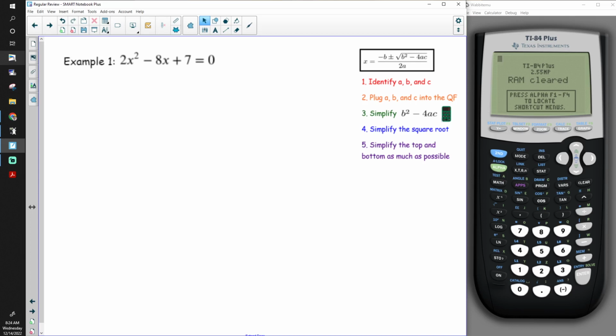So example number 1, 2x squared minus 8x plus 7 equals 0. It's equal to 0, so we're ready to go. And just as a reminder, this cannot be factored. Okay, you can't factor this. So our next step then is if you need to solve a quadratic and you can't factor it, then you have to use a quadratic formula. So x equals negative b plus or minus the square root of b squared minus 4ac all over 2a.